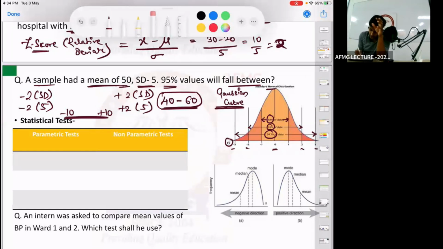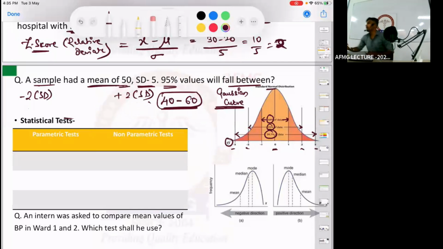No issues with this. अगर है तो एक बार repeat करते हैं. Any issues? Okay. So please remember, guys, this much you know that 95% of values in a normal curve will fall between -2 standard deviation to +2 standard deviation.